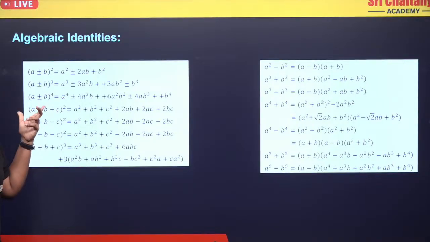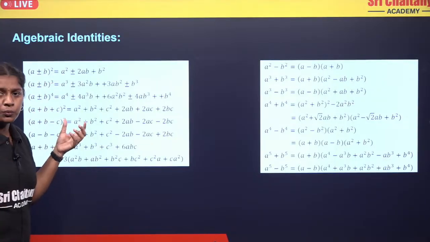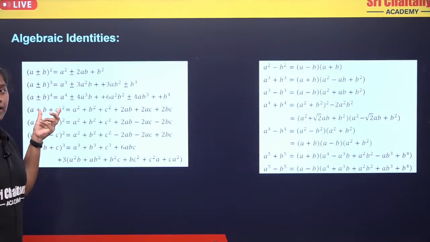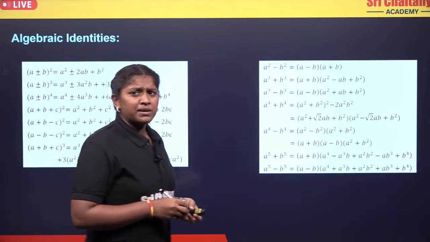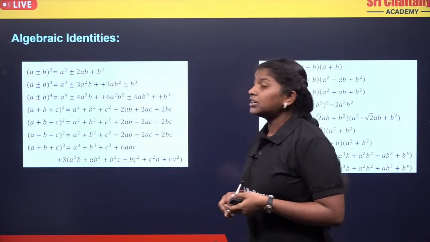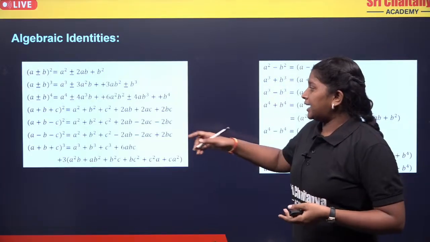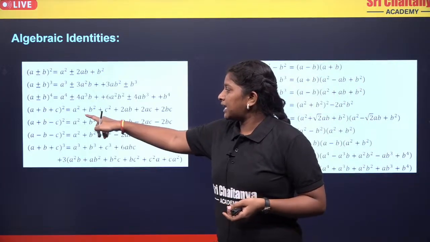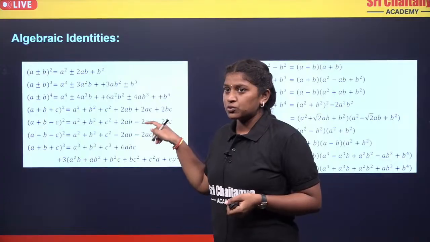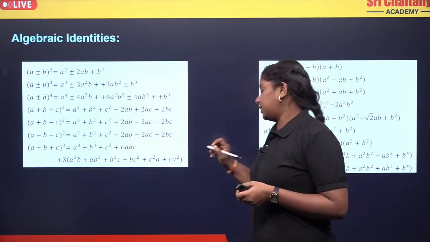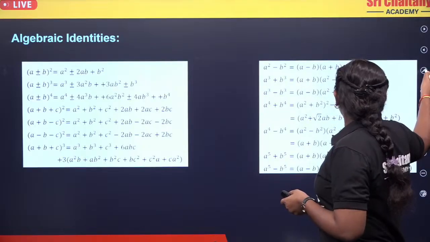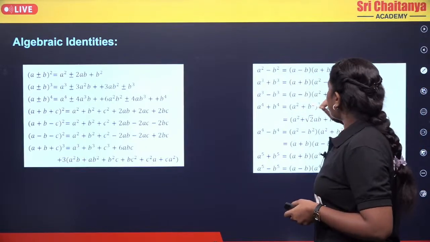Now a plus b means we have only two variables. Now coming to a plus b plus c whole square, we will have three variables, and a plus b plus c whole square is given by a square plus b square plus c square plus 2ab plus 2bc plus 2ca. So if you consider a plus b plus c whole square, we have plus for all the variables.